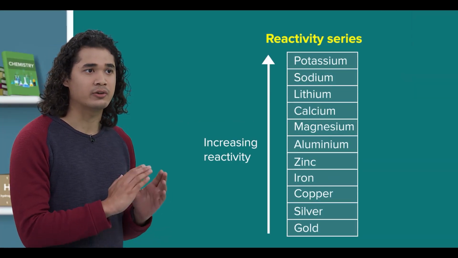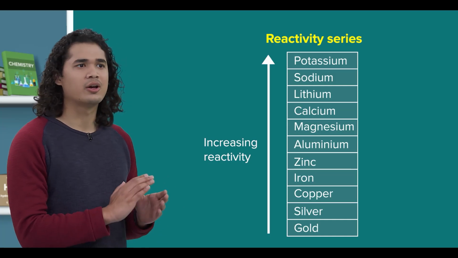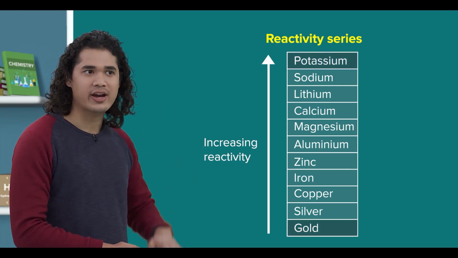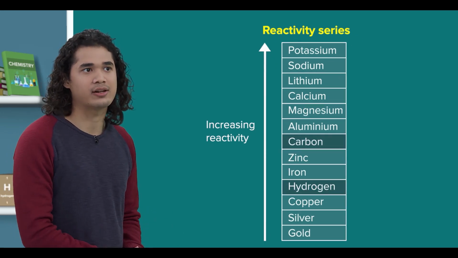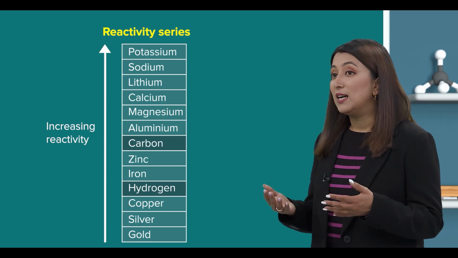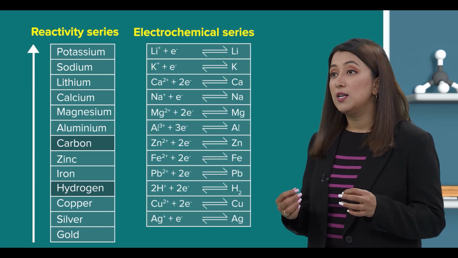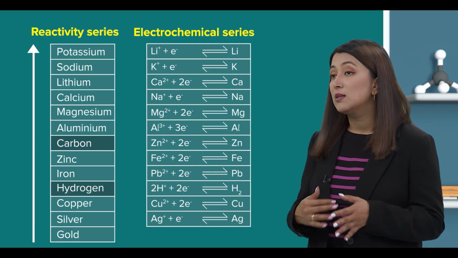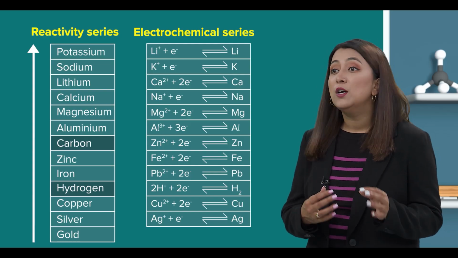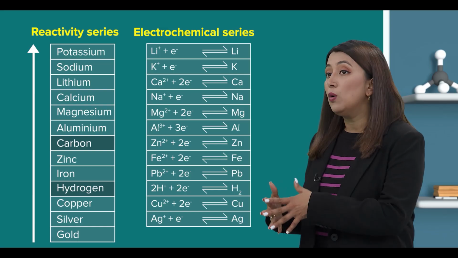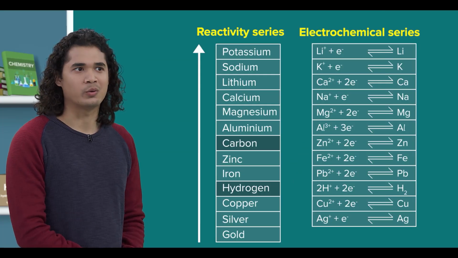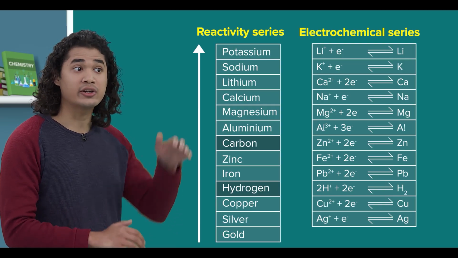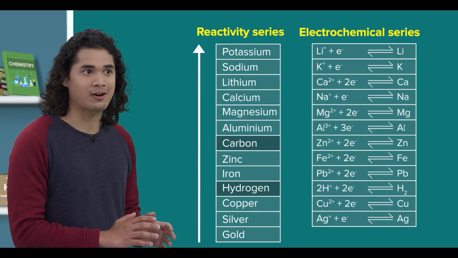Sure. A reactivity series is a series of metals arranged in the order of their reactivities, with the most reactive at the top and the least reactive at the bottom. Also, hydrogen and carbon are placed in between these metals. You're right. And just like the reactivity series, the electrochemical series is also a series of elements arranged according to their ability to get oxidized in decreasing order or their ability to get reduced in increasing order. Oh, so in both of the series, the higher you go, the more easily the element is oxidized.